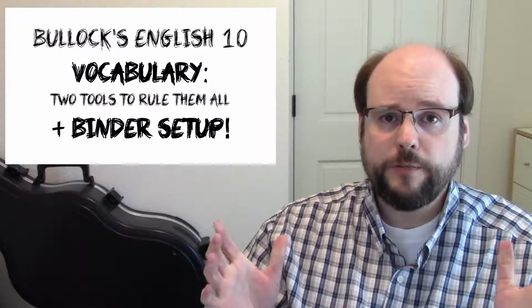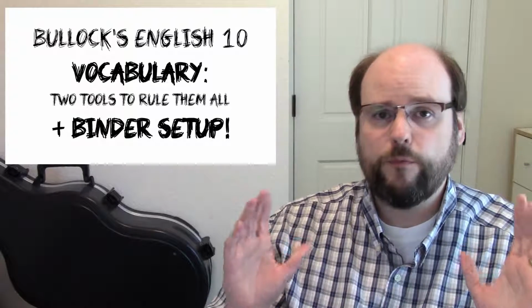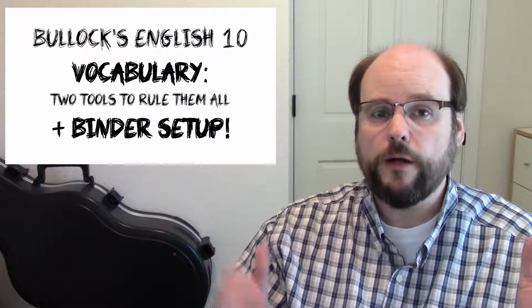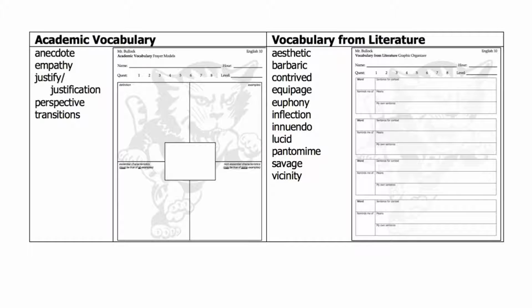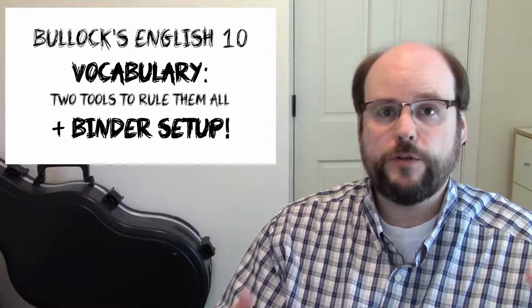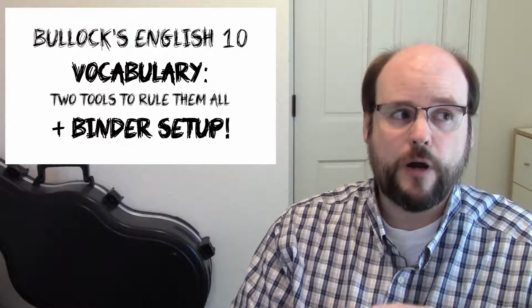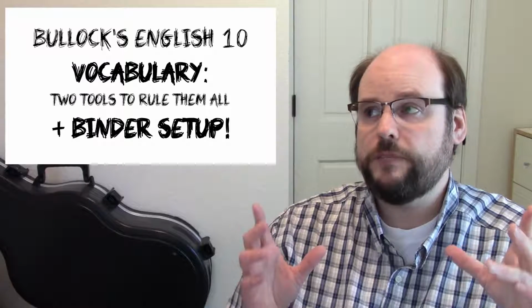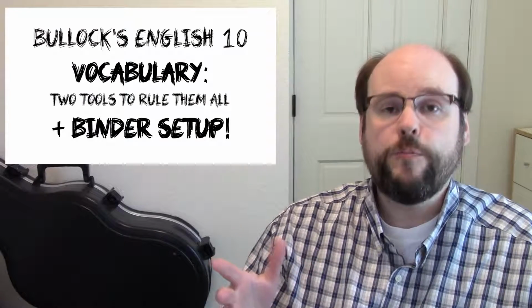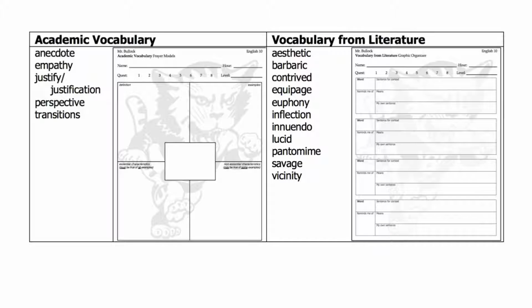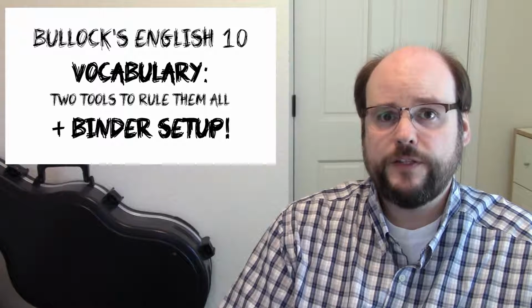Sometimes there are a lot of words, sometimes there are a few. But we'll talk about the examples from Quest 1, Level 1. We have academic vocabulary like anecdote, empathy, justify or justification, perspective, and transitions. So again, some of those are related to writing, like transitions. Some of them are related to the topic, things like empathy. From the literature, we have words like aesthetic, barbaric, contrived, equipage, euphony, inflection, innuendo, lucid, pantomime, savage, vicinity.